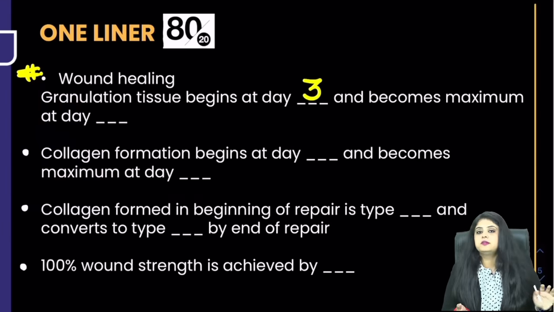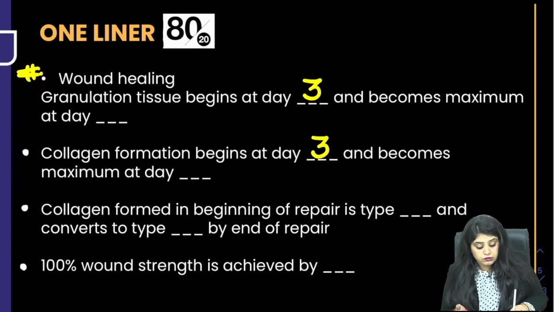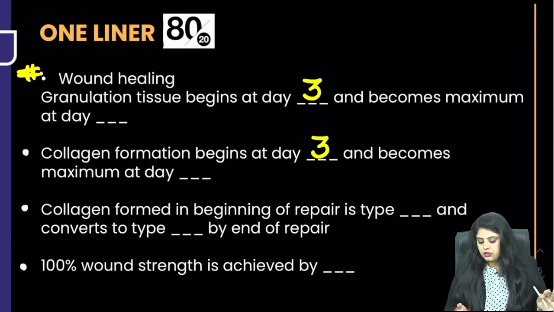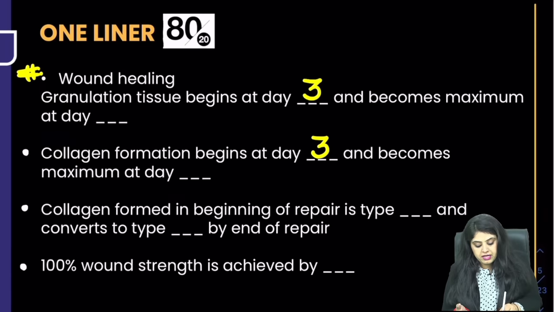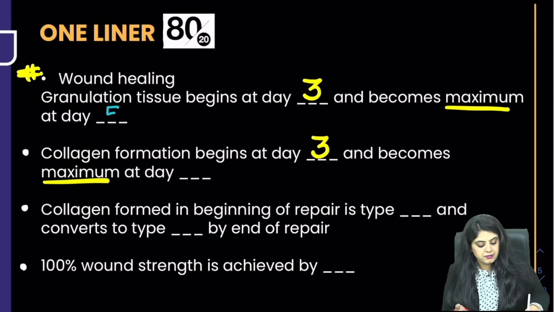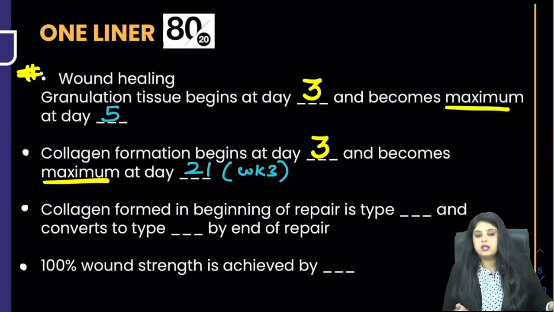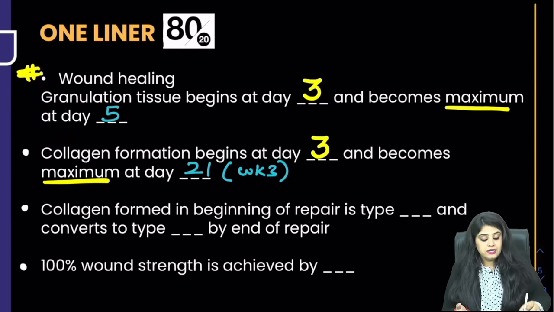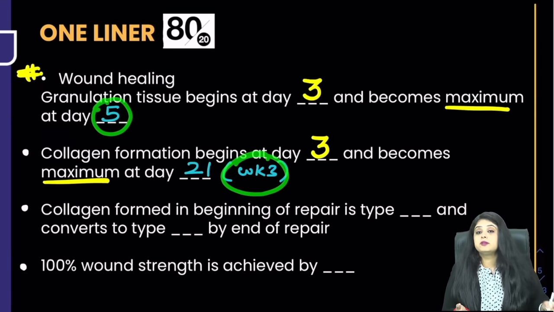Granulation tissue begins on day 3. Collagen also begins on the same day. Very little amount, but it has started on the third day only. But when do they become maximum? That's going to be different. Granulation tissue becomes maximum on day 5 and collagen becomes maximum on day 21, or in other words, you can call it week 3. I hope that's okay. So granulation tissue and collagen, starting is day 3, maximum is day 5, and it's going to be 3 weeks.